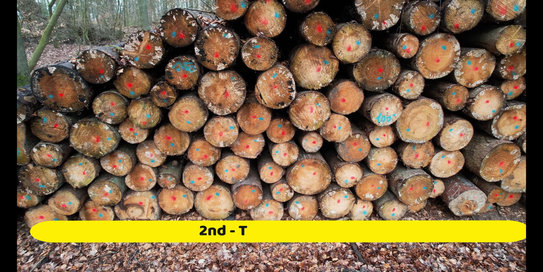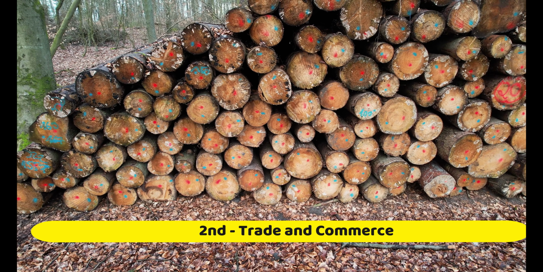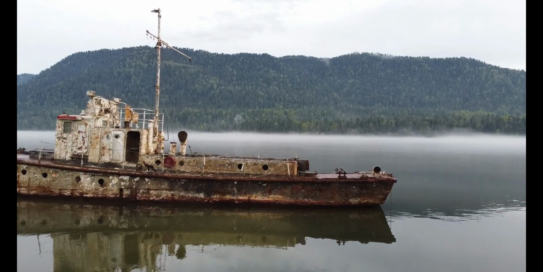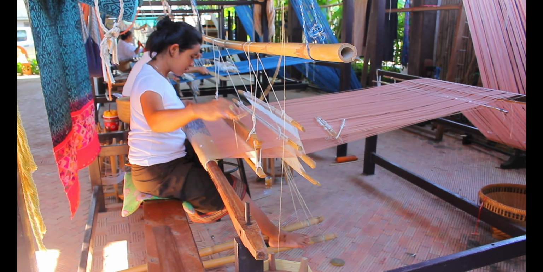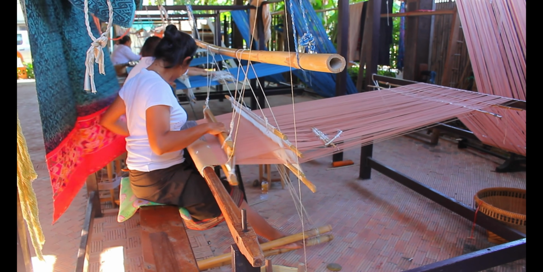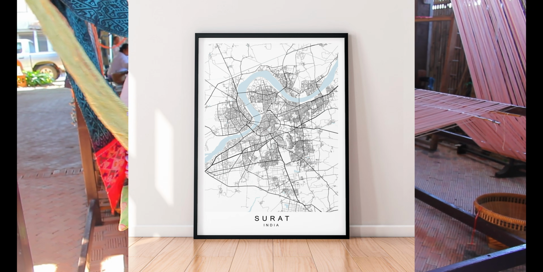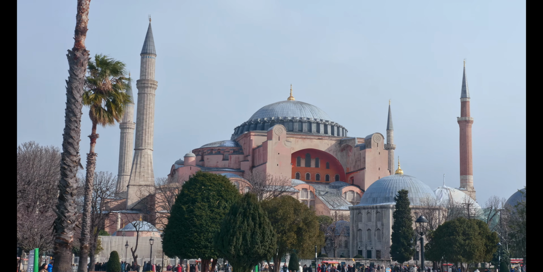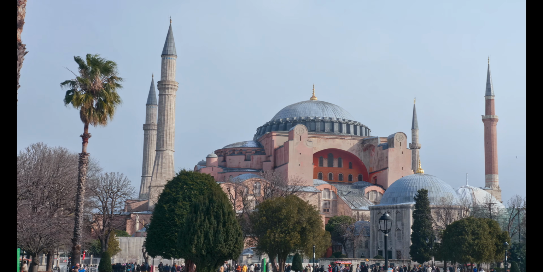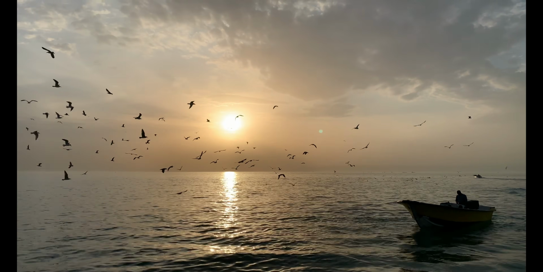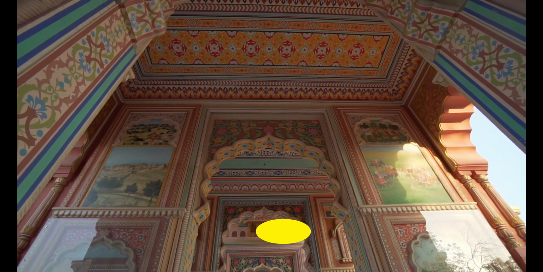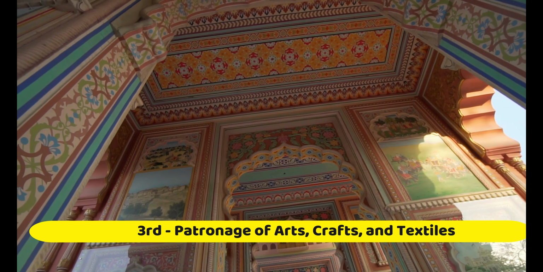Second, trade and commerce. India was strategically located along key global trade routes, and the Mughals capitalized on this. They established active trade networks, exporting textiles, spices, silk, and precious stones. Major trading cities like Delhi, Agra, and Surat thrived under Mughal rule, turning India into a global trading hub. The empire maintained robust trade relations with the Ottoman Empire, Persia, and European powers, ensuring India's central role in global commerce.